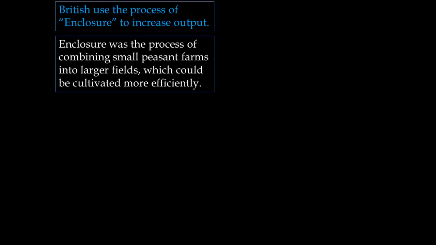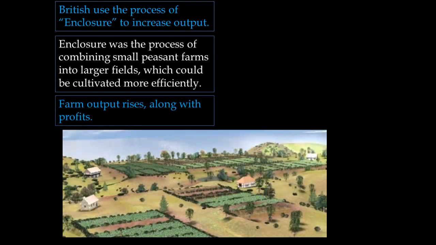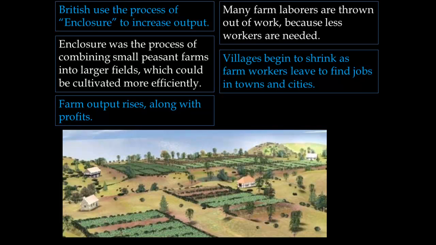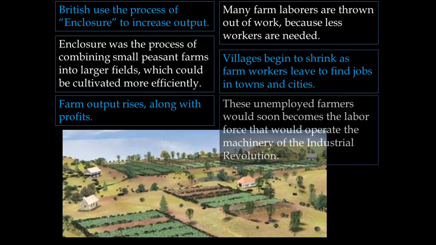The British also used the process of enclosure to increase the output of crops. And all this was very similar to what the Dutch were doing, in which they combine small peasant farms into large fields, and this makes them more efficient. They're able to produce more in a shorter amount of time. So the crop output rises. Along with that, so do the profits for farmers. However, not everybody wins. Many farm laborers are thrown out of work because they're simply not needed. They can do more work with fewer people because of how efficient they've become. So what happens is villages begin to shrink as farm workers leave them to find jobs in towns and cities. And it is these unemployed farm laborers who are soon going to become the labor force that's going to operate the machinery in the factories of the Industrial Revolution.